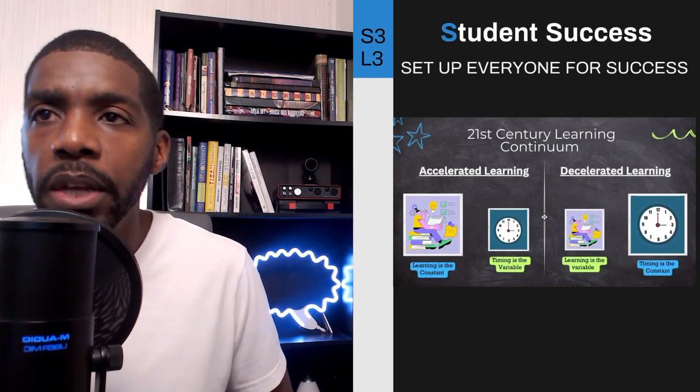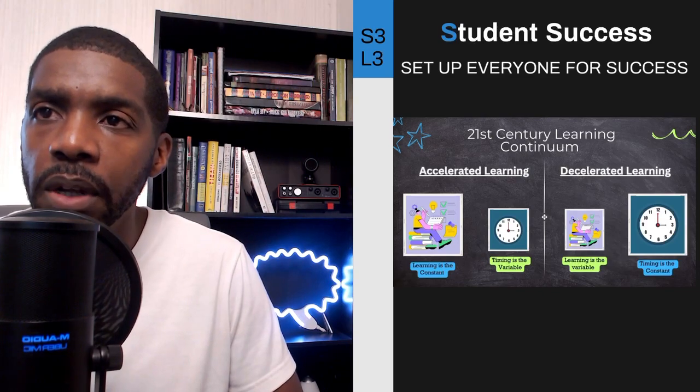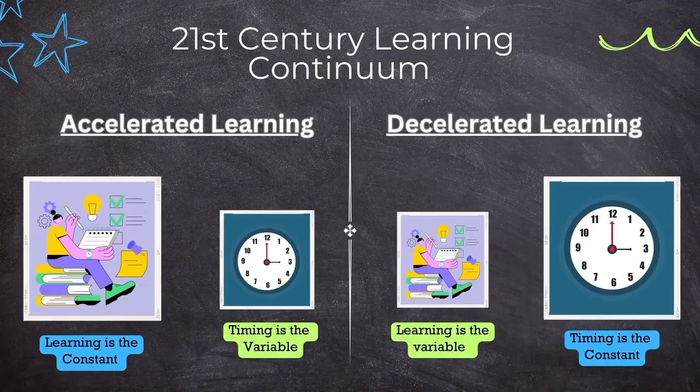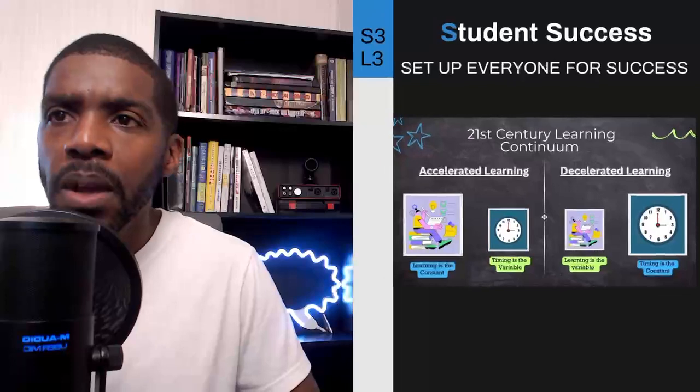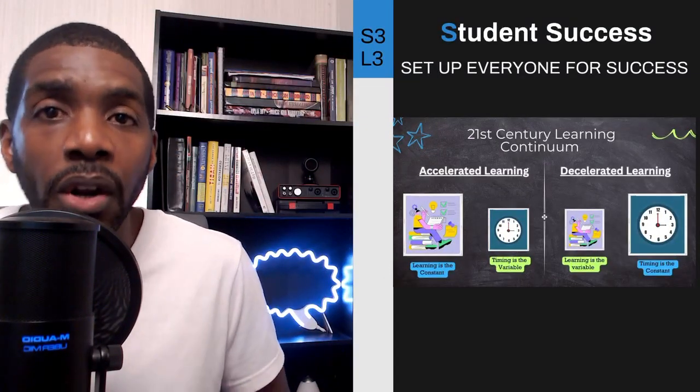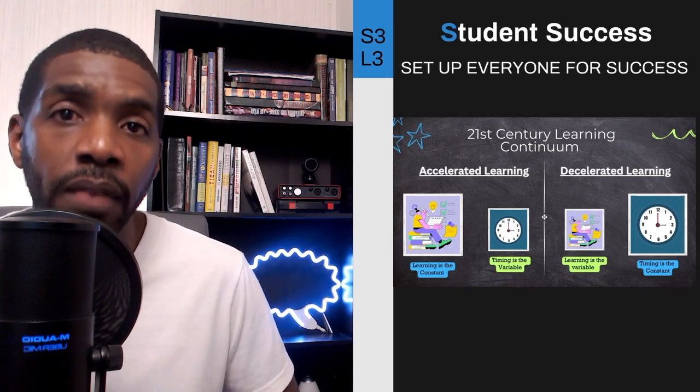I have this great picture here because I want you to kind of focus in on it, and I'll blow it up a little bit. But you can see that in the old model of learning, we found that learning was the variable and timing was the constant, right? Because we wanted students to be able to learn this information in 9 months. And if they didn't, then they weren't going to really make an impact. But you have to look, in order to accelerate learning, we have to make sure that learning is the constant and timing is the variable.